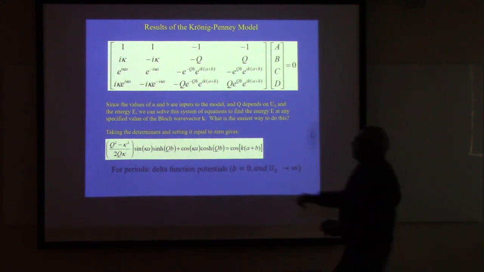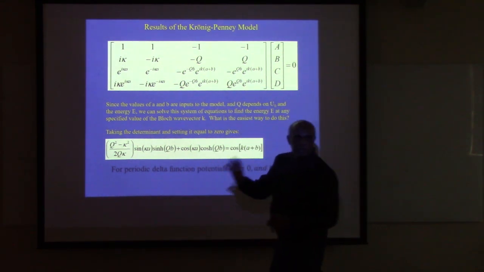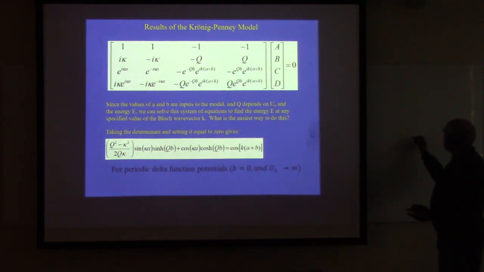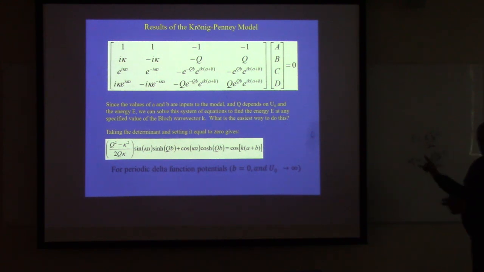What is this kappa, q? These are just that expression, right? Kappa is coming from E equals h bar squared kappa squared over 2m. Then q is coming from U0 minus E equals h bar squared q squared over 2m. That's how you got this one. But this k is coming from the Bloch wave function, because we wrote psi of x plus a plus b as psi of x times e^(ik(a+b)). This k is the Bloch wave vector.